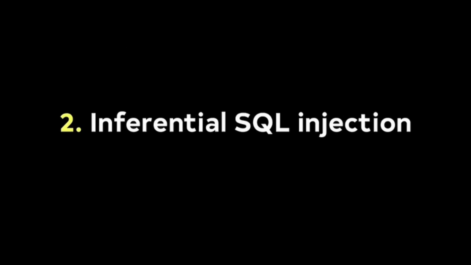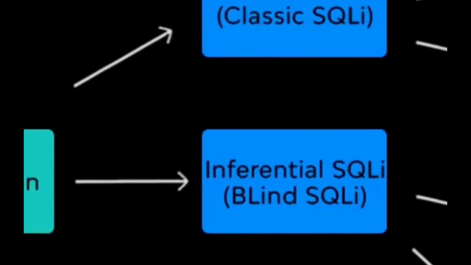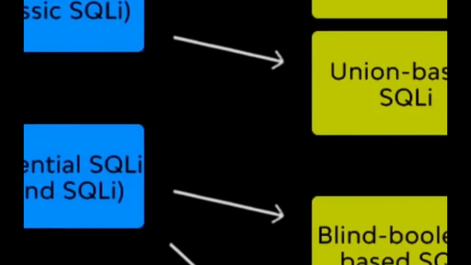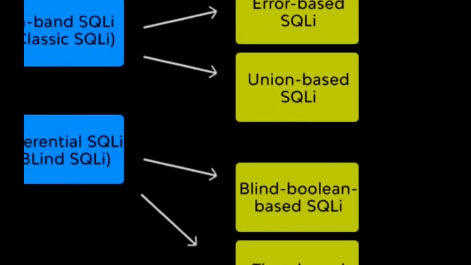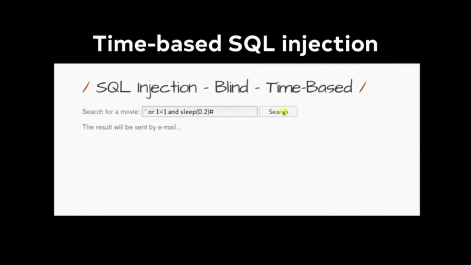Then there's inferential SQL injection, the more subtle and patient cousin. Instead of getting immediate responses, hackers play 20 questions with the database, figuring out data based on how the system reacts. Boolean-based SQL injection involves sending queries that force the website to return either true or false, slowly piecing together sensitive information like a really slow, illegal puzzle. Time-based SQL injection is even sneakier. It introduces artificial delays in the database response, meaning if the system takes longer to reply, the hacker knows their condition was true.